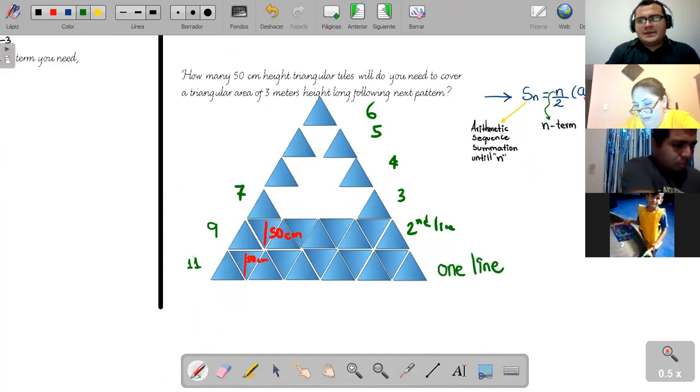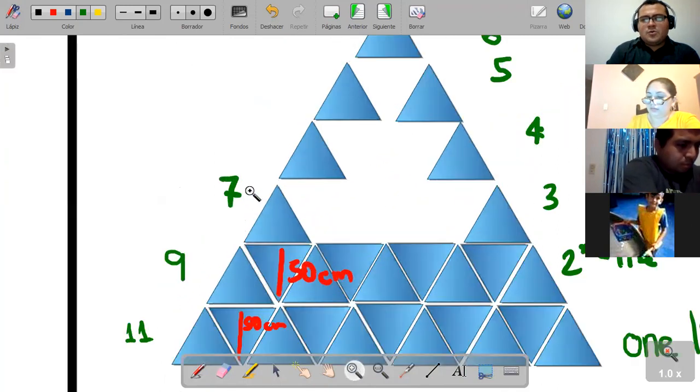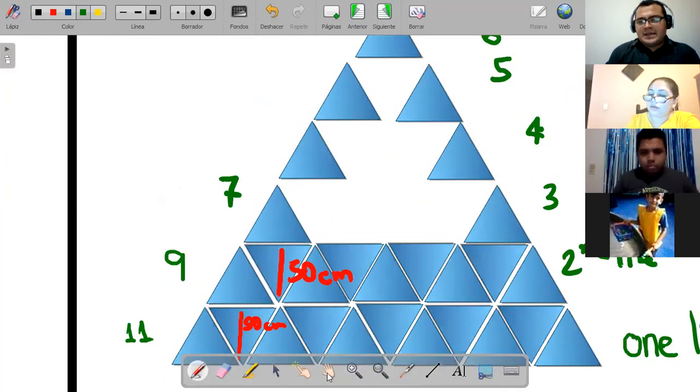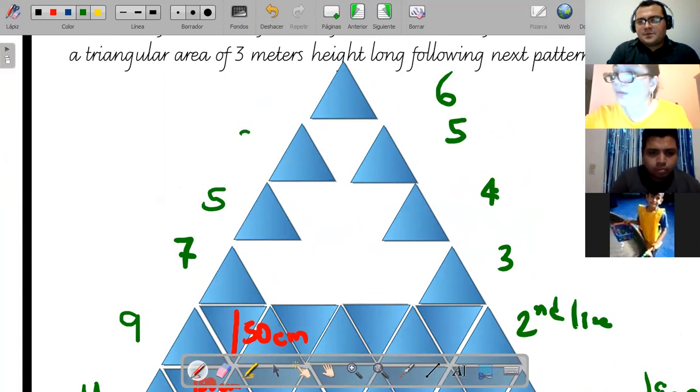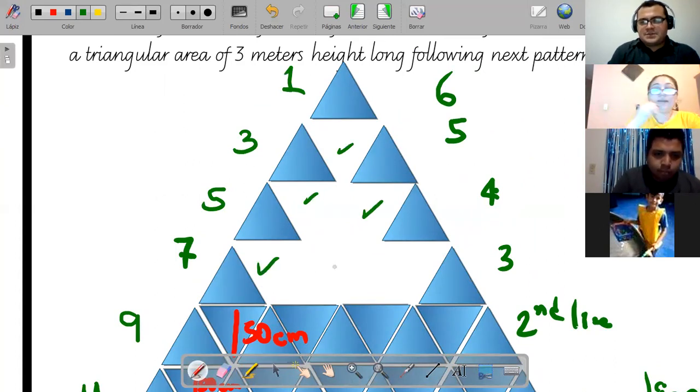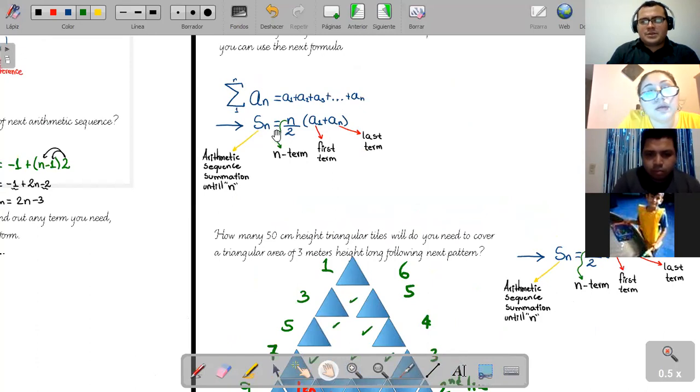For example, here I start with 11, then I go with 2 less, needing then 9 tiles. Then I think we will need 5. Then I think we will need how many? 3. And finally 1, okay, to cover all these spaces. Of course, here is missing, like, to show you the ones we have over there. And here it is. This is like the main idea. I think with this, we have enough information to see how this formula works.